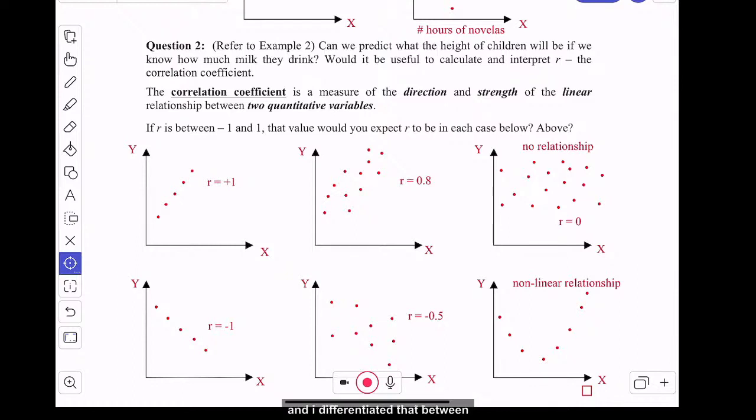And then I differentiated an R of 0 with no relationship from this sort of relationship. It's not a linear relationship, but a curved relationship. It's still a relationship. And I suggested you shouldn't calculate R for this because it will be misleading.